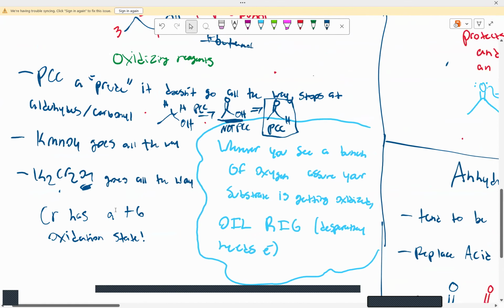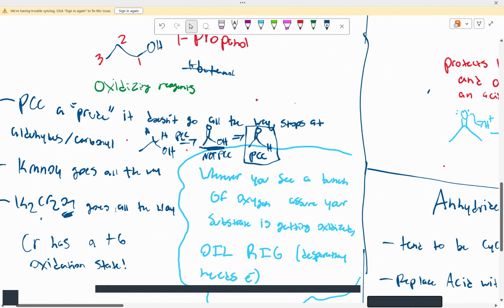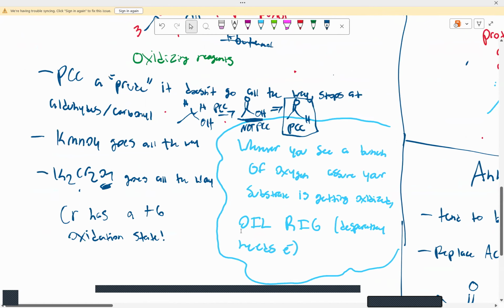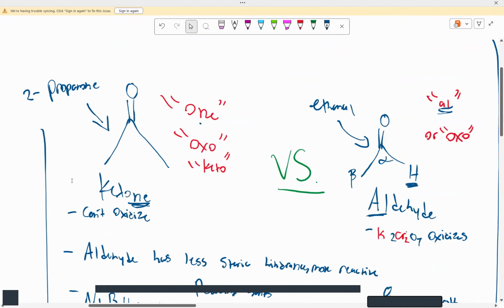So it readily accepts electrons, which means oil rig, right? Oxidation is loss of electrons, so that substrate will get oxidized, while the oxidizing reagent is what will get reduced.